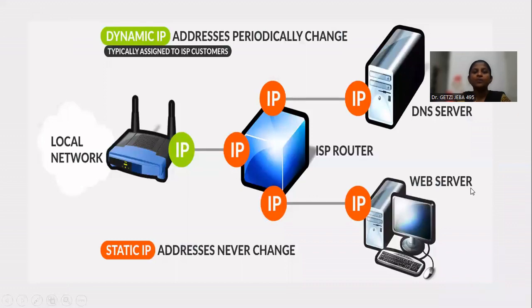So how does a computer get an IP address? There are two types of IP configuration for a computer. One is static IP configuration, where you assign an IP address to a computer and the IP address will never change. And there is also a method called dynamic IP address configuration. That is what we are going to see in this lab, where you will have a server and you will get an IP address from that server.